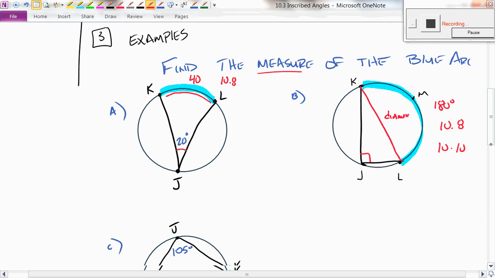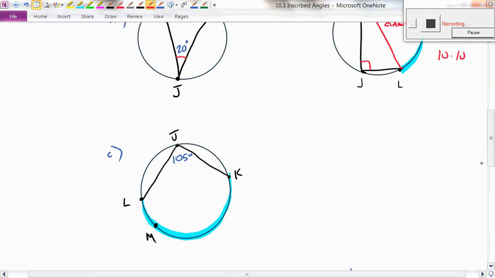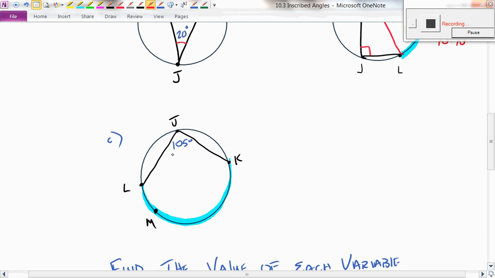Okay. Good. Take a look at C really quickly. What does the blue arc in C have to be? Lalo, what do you think, buddy? He says half. The blue arc in C has to be half. What do you think, Brittany? It has to be double this, right? Because this part has to be half of the blue arc. So what does the blue arc have to be? 210. Very good.